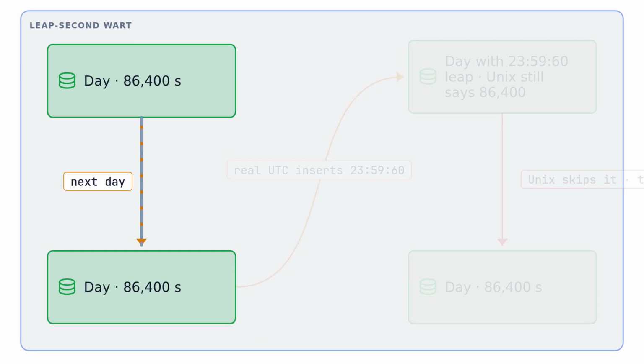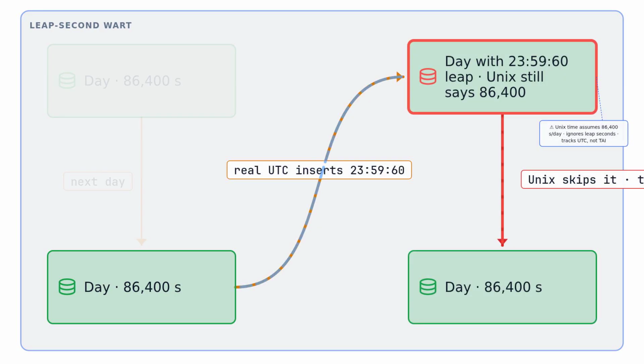Here's a subtle truth worth slowing down for. Unix time assumes every single day is exactly 86,400 seconds. Always. No exceptions. But real UTC occasionally inserts a leap second, a literal 23:59:60 tick. Unix time just doesn't count it. So a Unix timestamp tracks UTC, not the continuous atomic scale TAI. A known wart we'll fully unpack at layer 6.